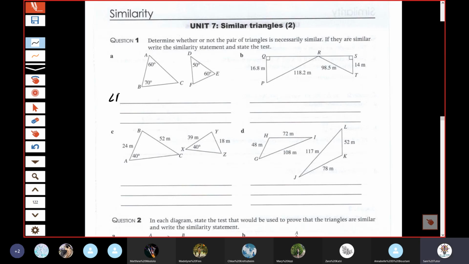What angle matches with angle A? Angle A equals angle E. Let's write it better. I don't really like writing like that. Angle BAC equals angle DEF. They're both 60 degrees, yep. So these two are the same.